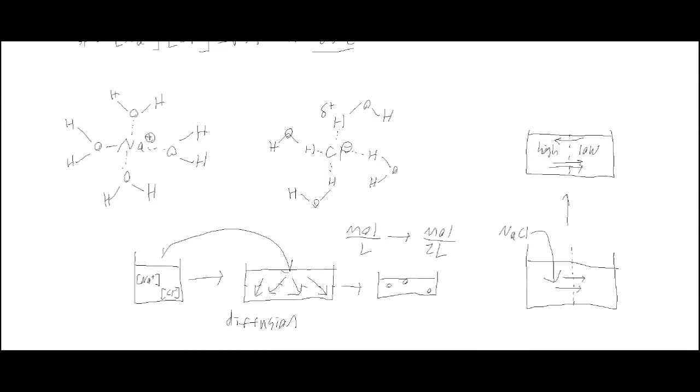But the rate at which it's going from the high side to the low side is much faster than the rate at which it's going from the low side to the high side. So if you leave it for even a little while longer, you are going to end up with the concentration here being equal to the concentration here. And this process is called osmosis, where the ions are moving across this permeable membrane from a place where it's a high concentration to a low concentration.